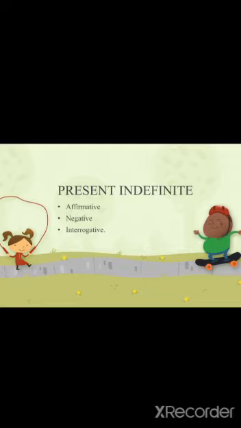Each tense, whether present, past or future, is further categorized into four categories. For example, present is divided into present indefinite, present continuous, present perfect and present perfect continuous. Hope you will remember it. You can find these categories in each of your key books, right? Today we are going to do present indefinite.